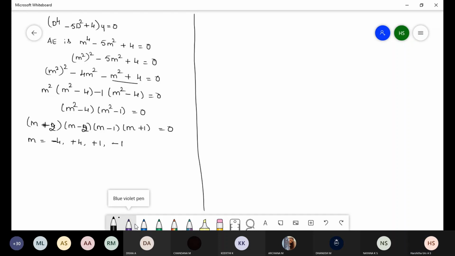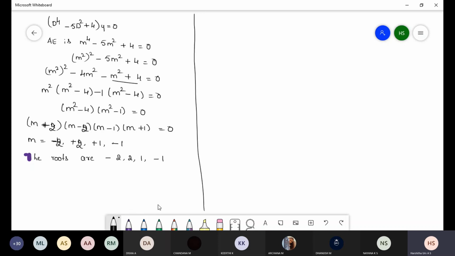a square minus b square means a plus b into a minus b. So m plus 2, here m minus 2. Here also m is equal to minus 2, comma m is equal to 2. Here plus 1, here minus 1. Now you write the roots are minus 2, plus 2, 1, minus 1.